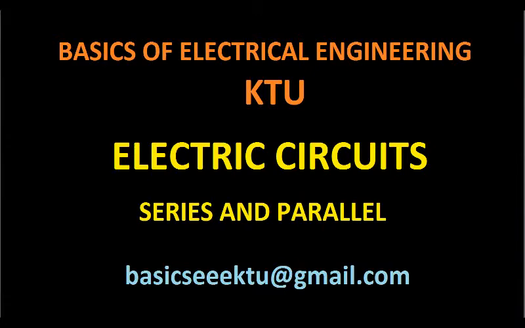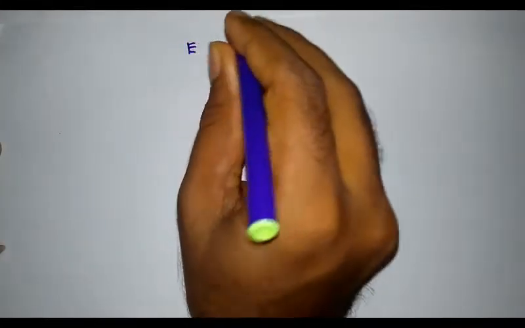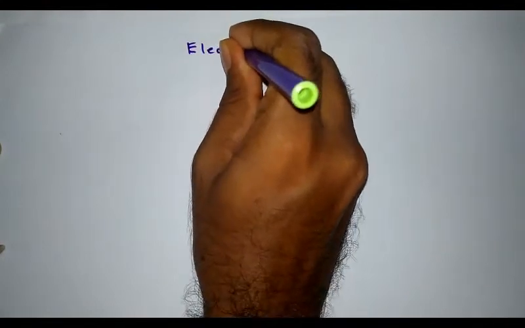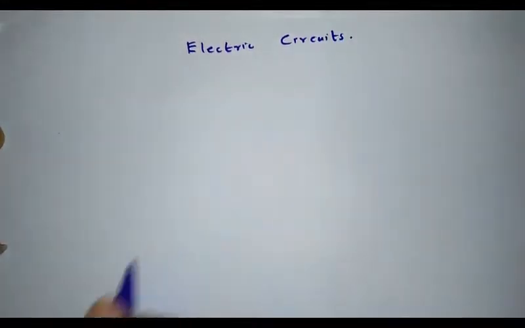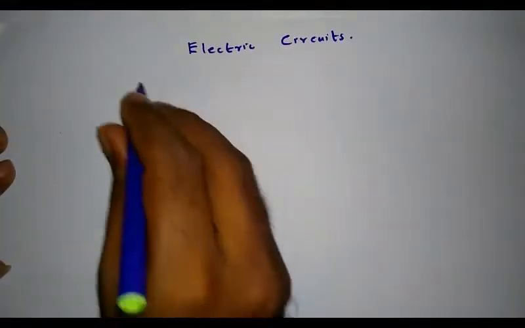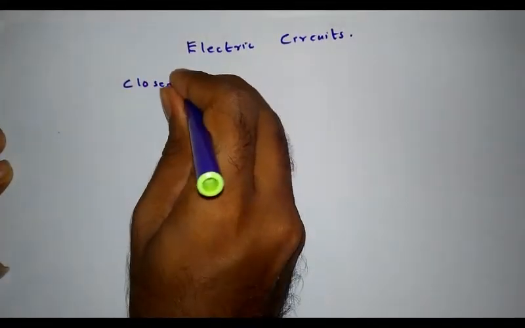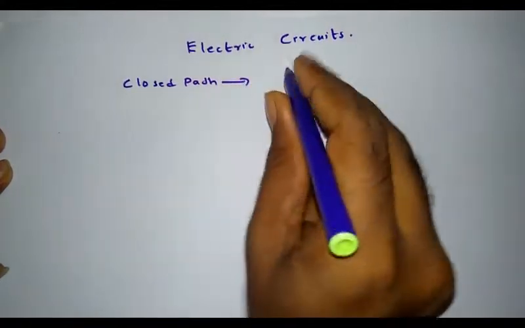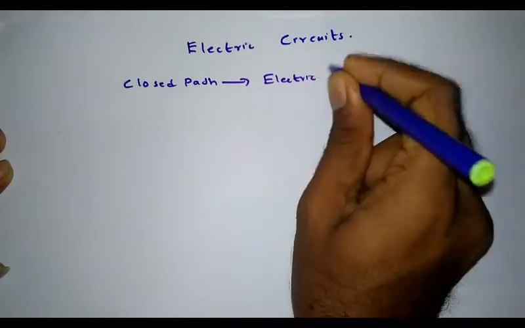Good morning. Today we are going to discuss the basic electrical circuits, that is, basic DC circuits. A closed path followed by a direct current is called a DC circuit. As we know, electric current flows only through a closed path. That is, the closed path followed by the electric current is known as an electric circuit.